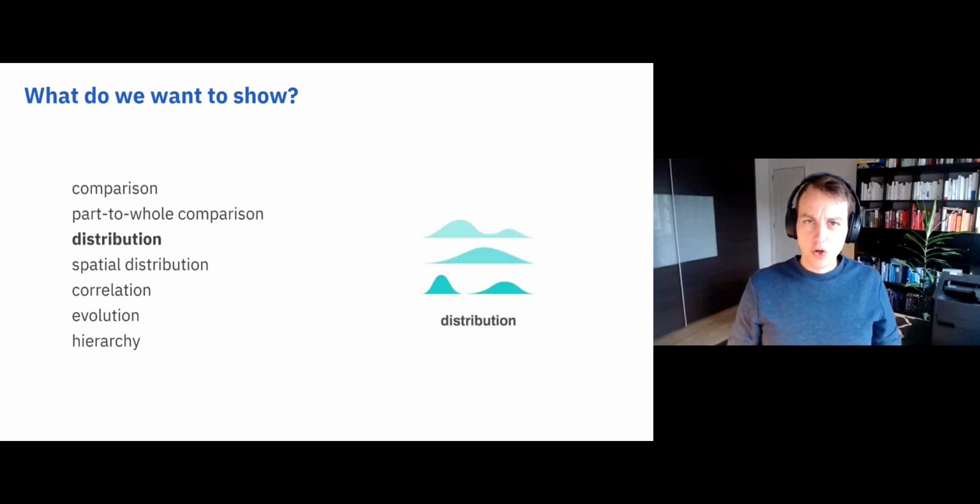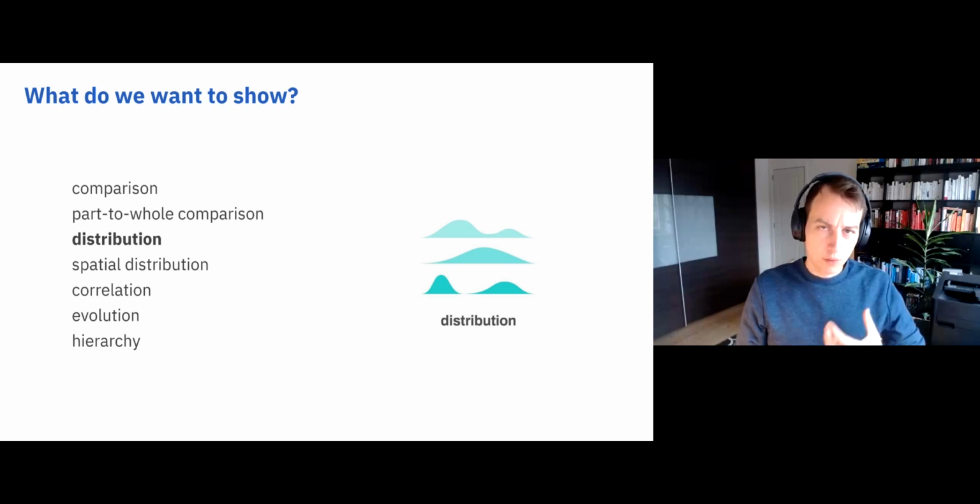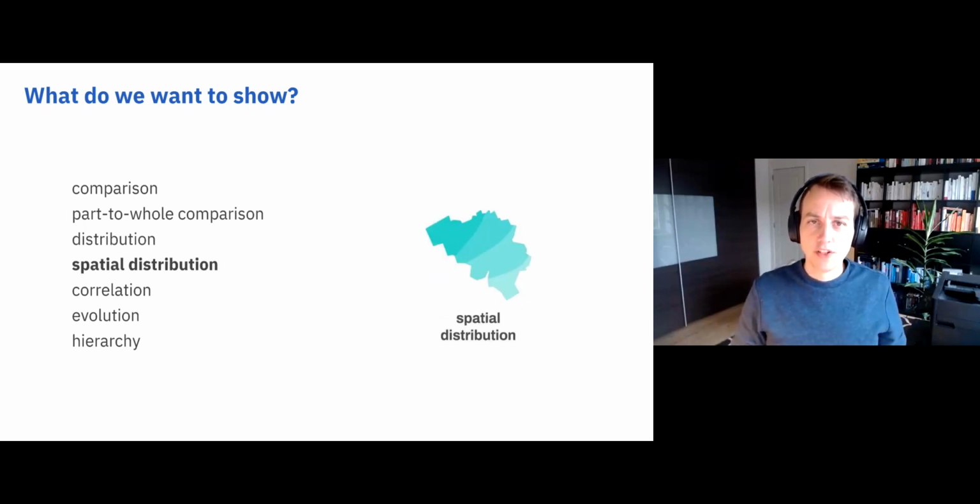Sometimes we want to show a distribution of numbers. Think of histograms, think of box plots, think of density plots. And when the dimension that we want to show the distribution over are geographical coordinates like latitude, longitude, then we're talking about the spatial distribution and we're in the realm of maps. That's why that's a bit of a separate special category.